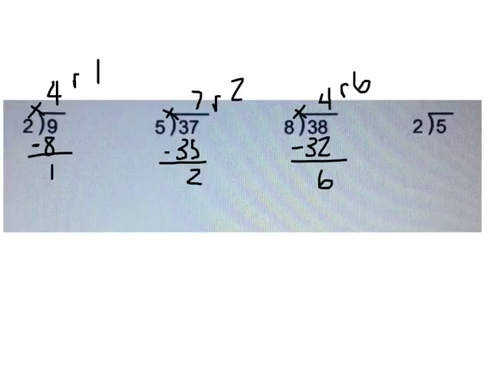What's 5 divided by 2? 5 divided by 2 is 2. 2 times 2 is 4. And when I subtract, I have 1 left over.